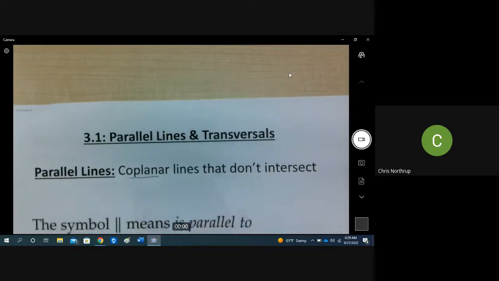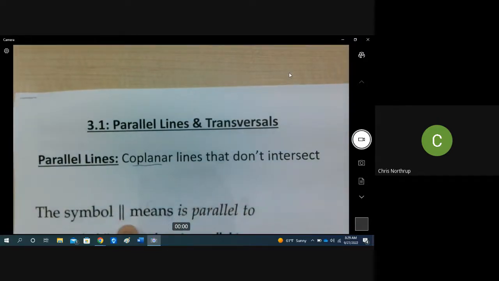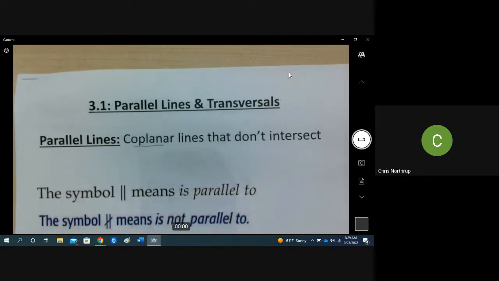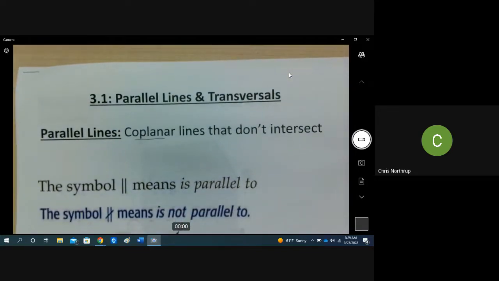A couple symbols, this sort of double vertical arrow or line symbol, that's going to mean parallel to. And then, like we've seen before, if we want to say not parallel, we'll just put a slash through that symbol. So that's typically what you'll see in any math class. One symbol means one thing, a slash through that thing means the opposite.